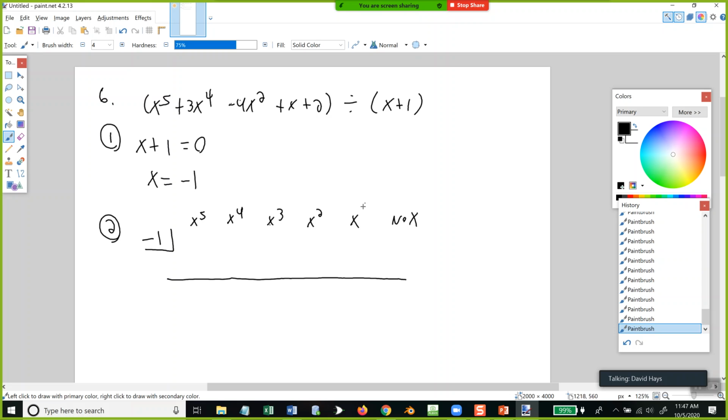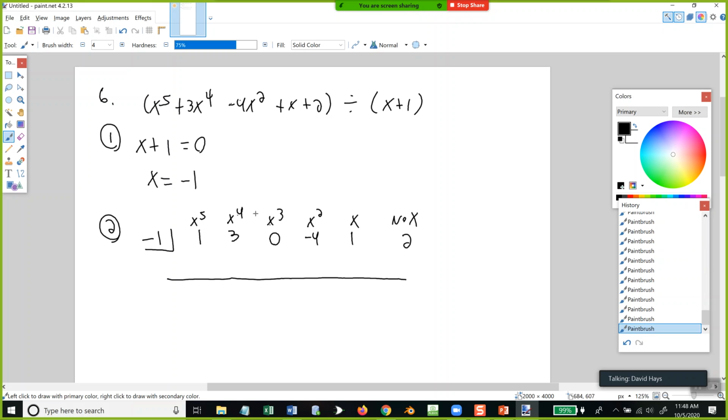So starting with the largest power, you have to add 1 power for each one going down. And then write down the number that's in front of each one. There's a 1 in front of the x to the fifth, a 3 in front of the x to the fourth. There is no x to the third, so we have to put a 0 there. -4, 1, and 2.